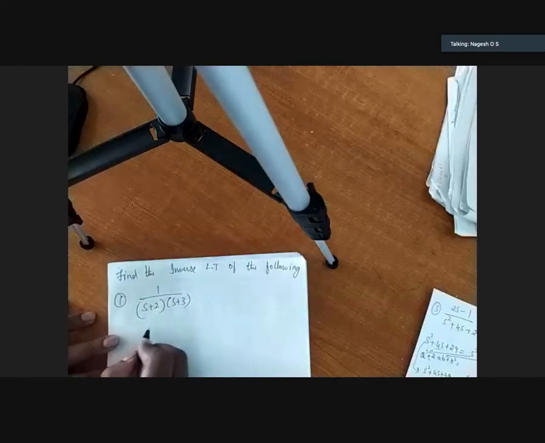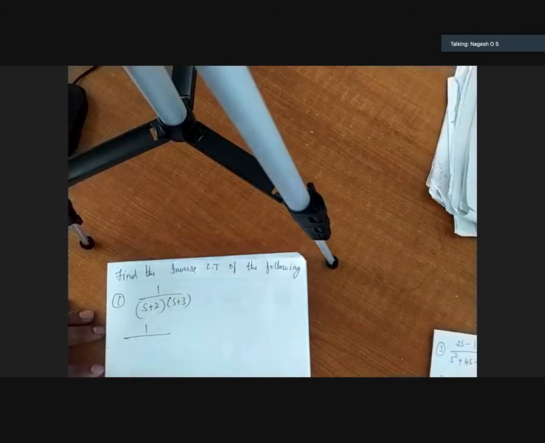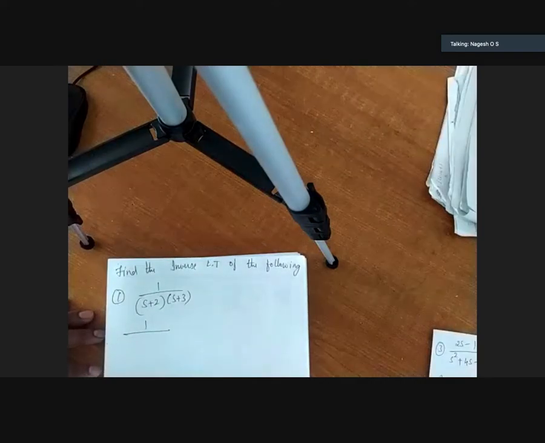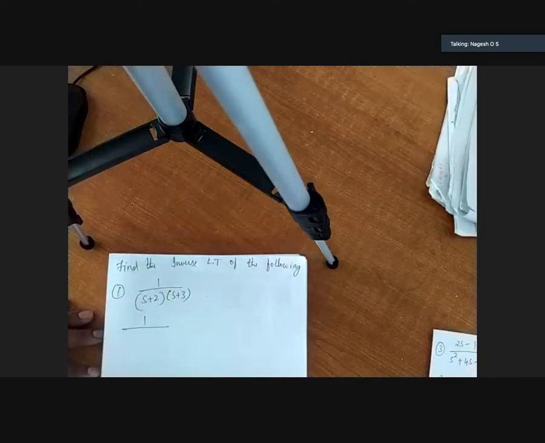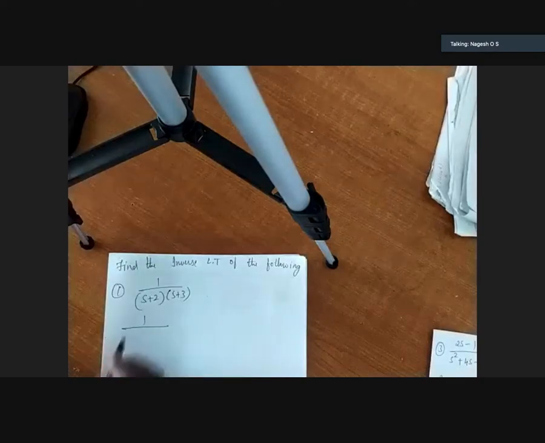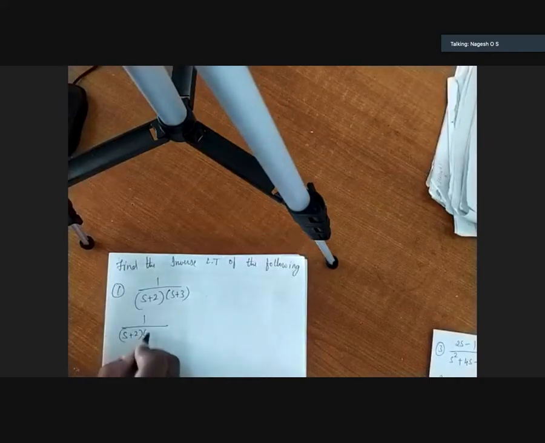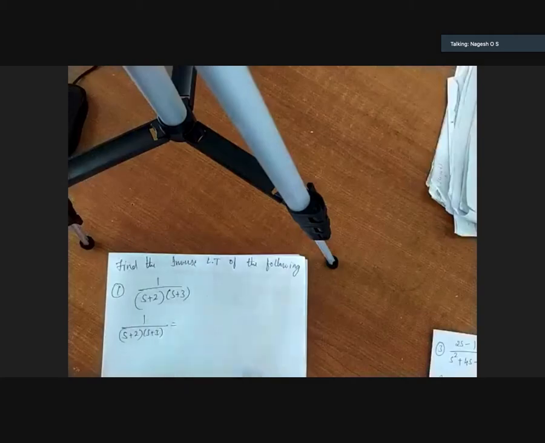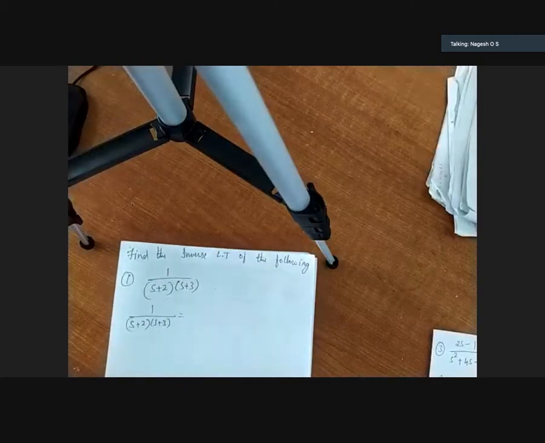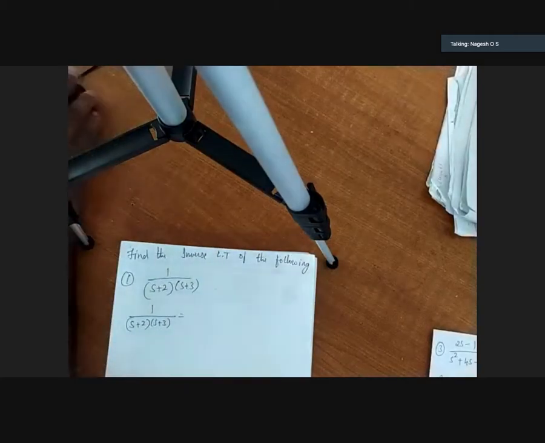First thing we have to do here is separate the denominator. When we need to separate the denominator, we apply partial fractions. Okay, we need to separate denominators. I will write s plus 2. Those who forgot Laplace partial fractions, listen carefully.